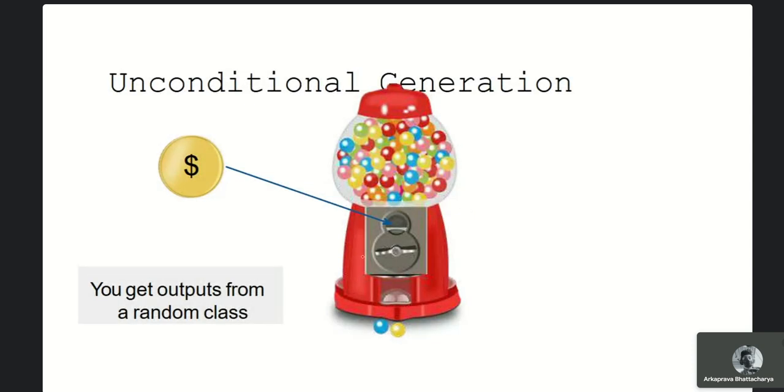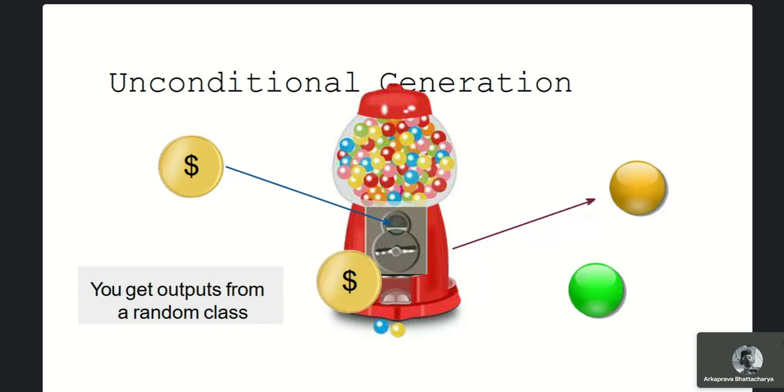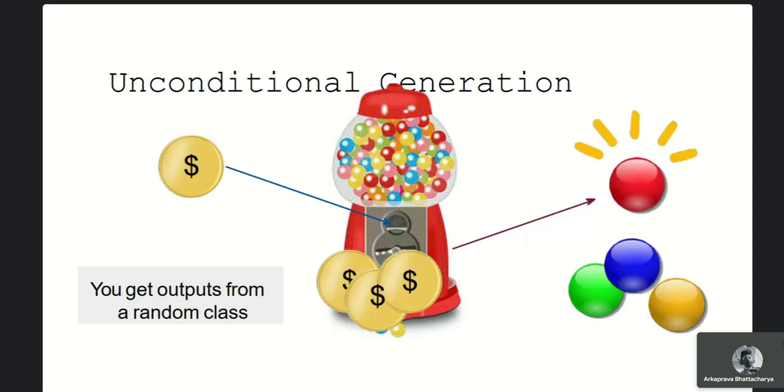So now we'll move to another type of GANs, which are called conditional GANs. If we look at basic GANs, you can look here on the slide, we have a gumball vending machine. You put a coin in this vending machine and you get a ball from a random class. You put a coin and you may get a green colored ball. You put another coin and you may get a yellow colored ball. You put a coin and you may get a blue colored ball, or a red colored ball. So every time you put a coin, you are getting a different colored ball.